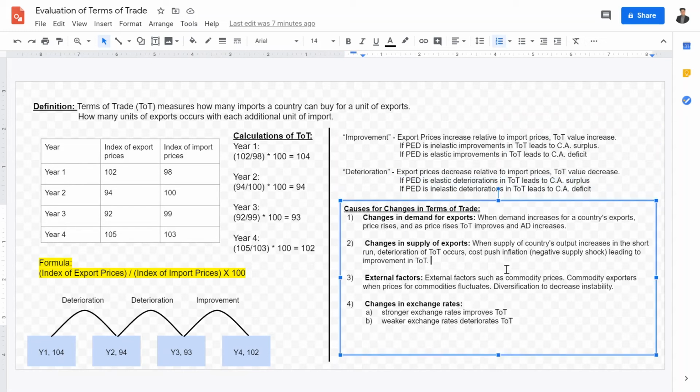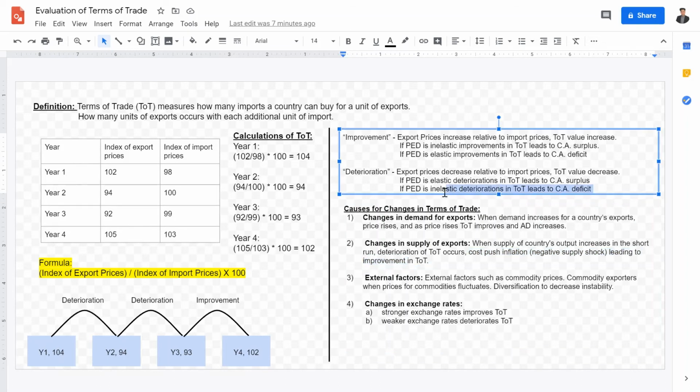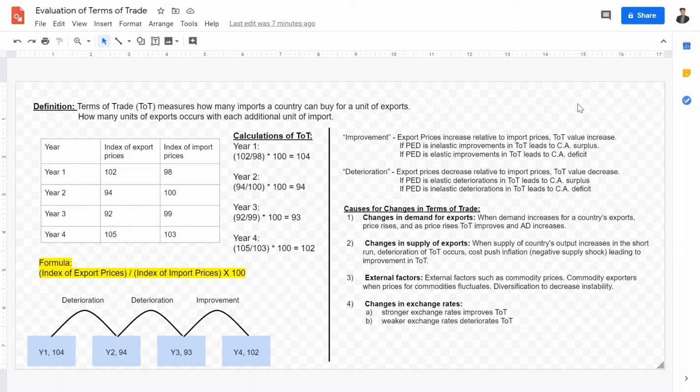Now, vice versa, if there's cost-push inflation, aka negative supply shocks leading to an improvement of the terms of trade, then that's actually bad, okay? Because improvements in the terms of trade with inelastic demand will lead to a current account deficit. So that's actually bad for the economy's current account, even though it has the ironic name of having an improvement in the terms of trade.